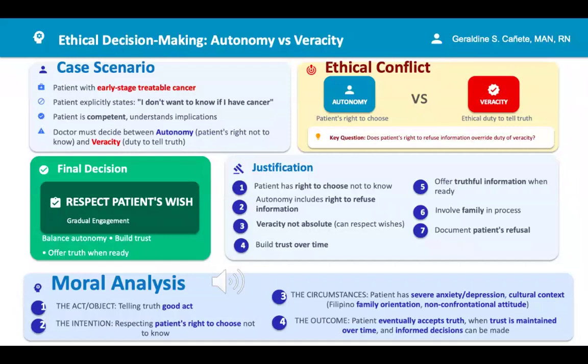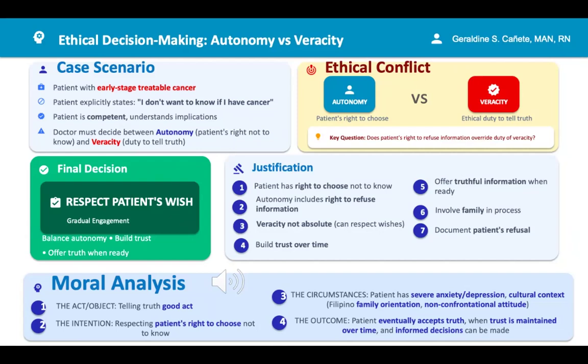Okay? Another objection would be withholding the diagnosis is dishonest and violates the physician's duty of veracity. One appropriate response could be it's a temporary respect for autonomy, not a permanent deception. The goal is to build trust and eventually provide the information when the patient is ready.